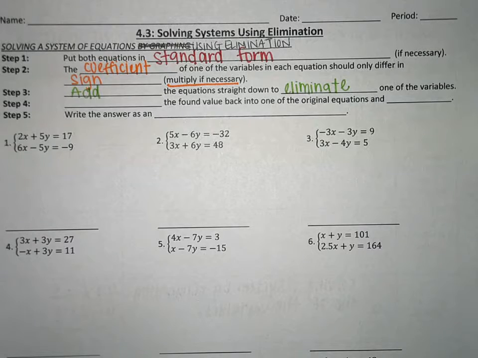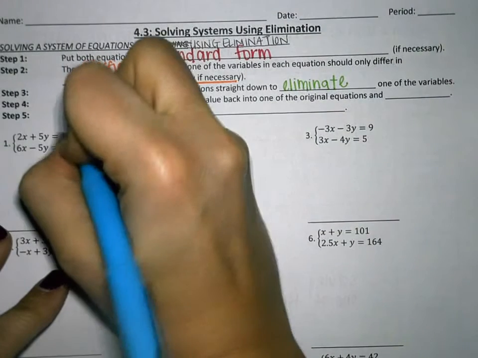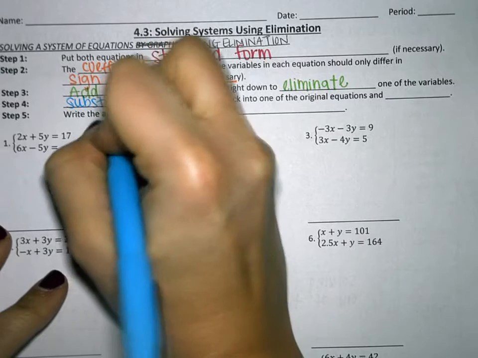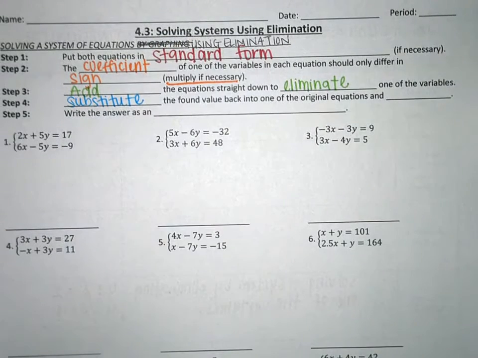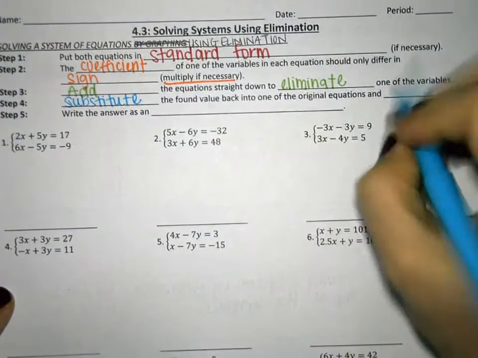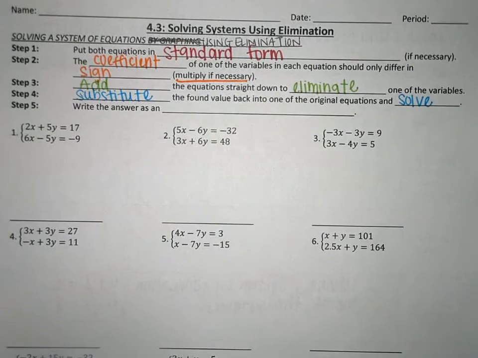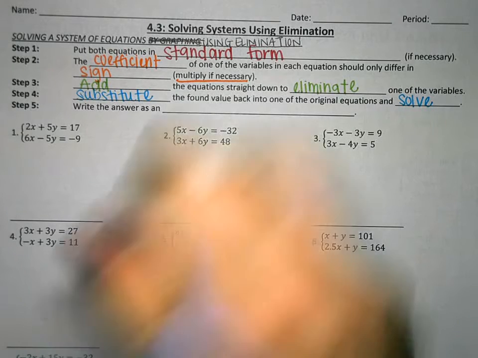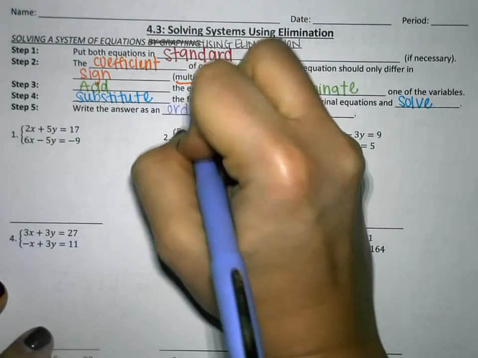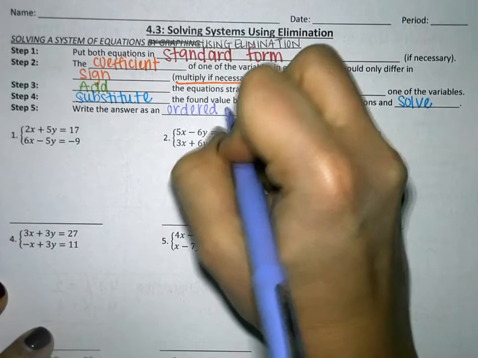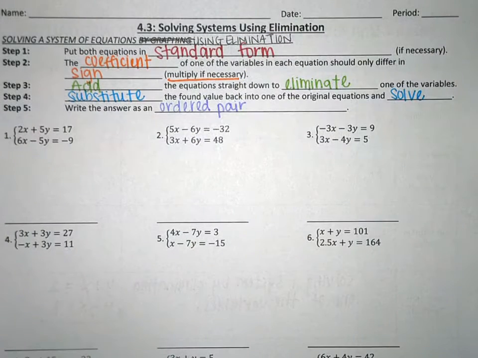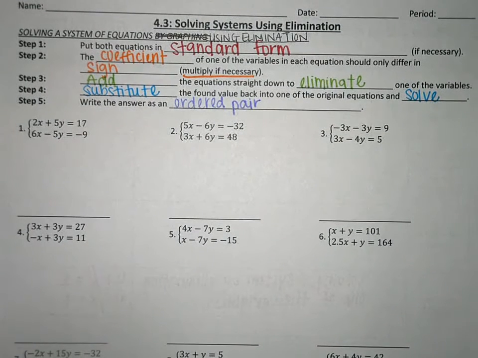But then after you solve for that variable, you can substitute the found value back into one of the original equations and solve for the missing value. And then, as always, you want to write your answer as an ordered pair. So let's look at the first example.